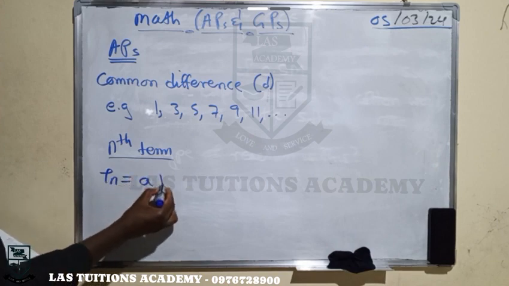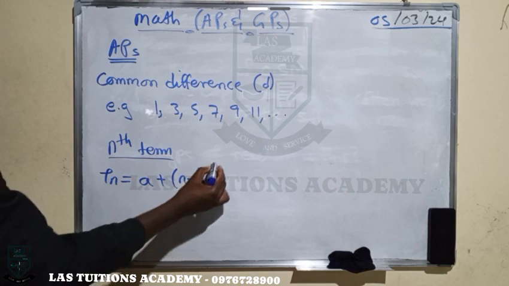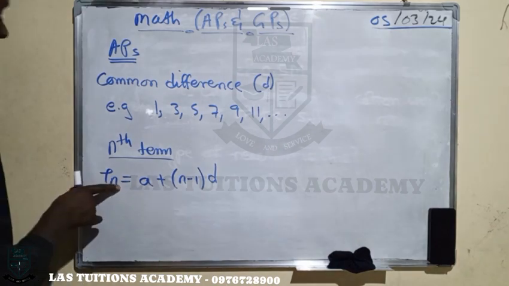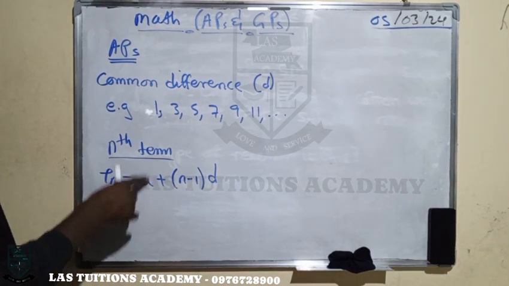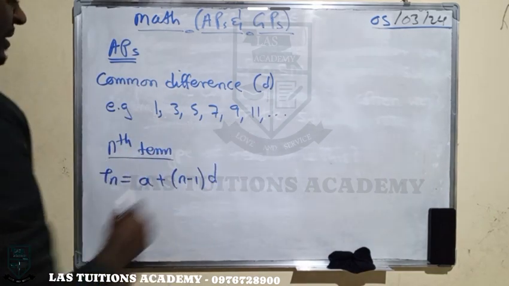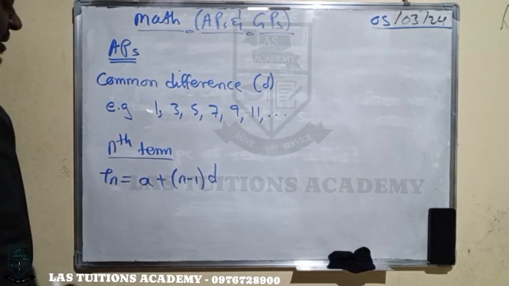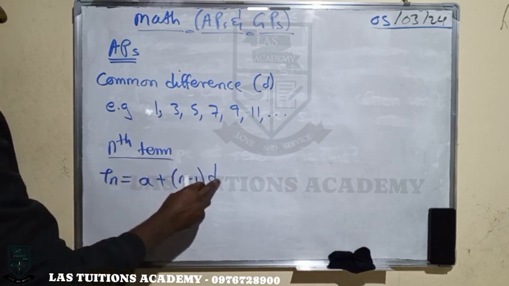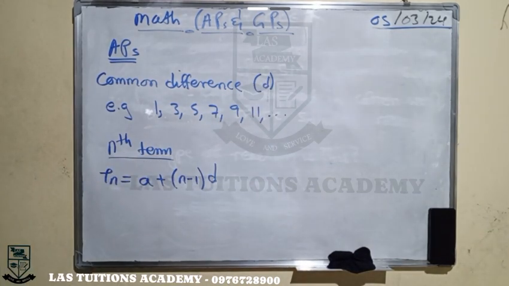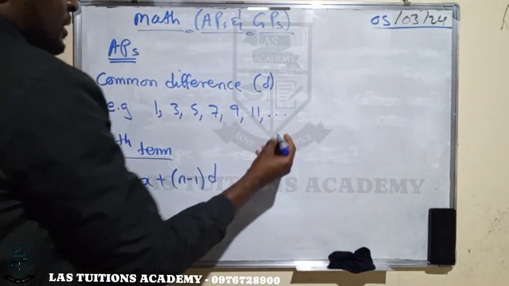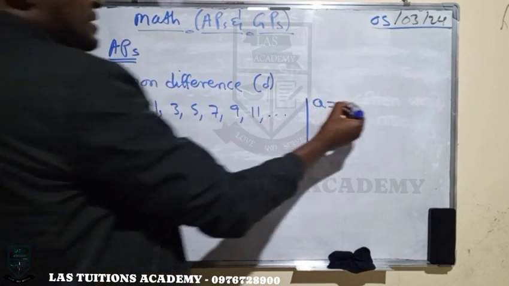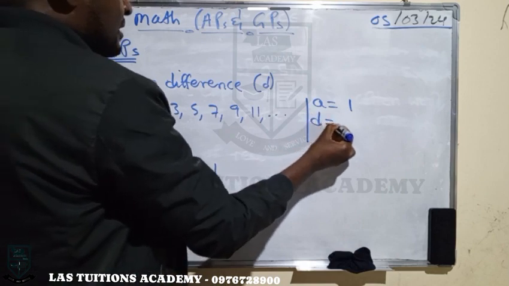Whereby this n is the term you are looking for, and A is the first term in this sequence. N is the term you are looking for. This n and that n are exactly the same. Then d is the common difference. So in this example that we have, we know that a is equal to 1 because that's the first term, and then d is equal to the common difference.